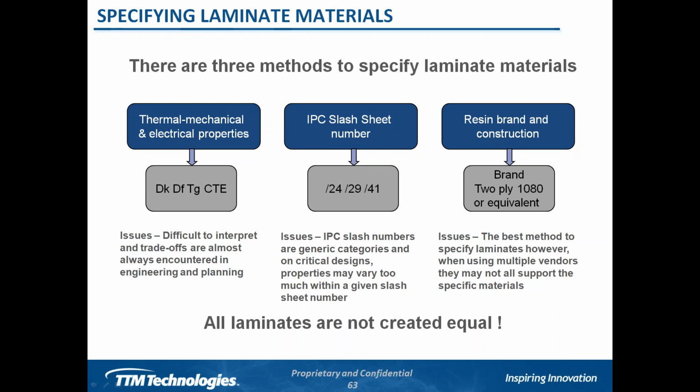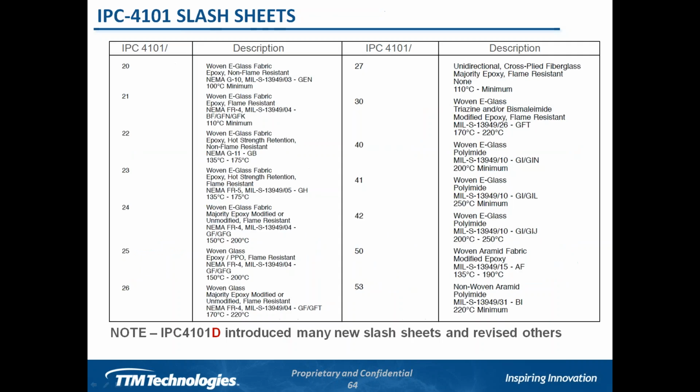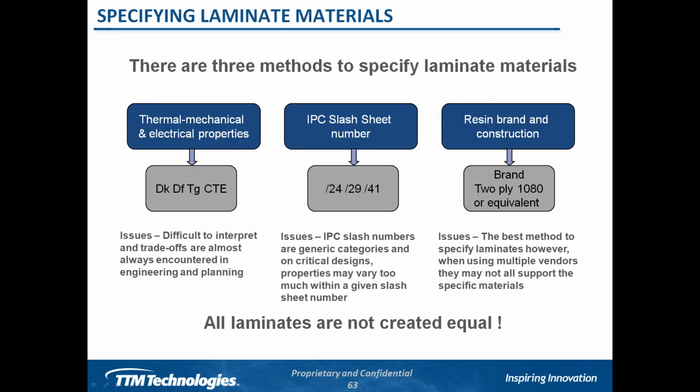The next one up is the IPC slash sheet, which is this guy here. With the IPC slash sheet, you narrow down your requirements based on IPC 4101D. And that narrows it down to, let's say, about 10 material sets that would be compatible with what you're trying to do. Might be good enough for you. It just narrows it down, makes it a little bit easier for us as well.